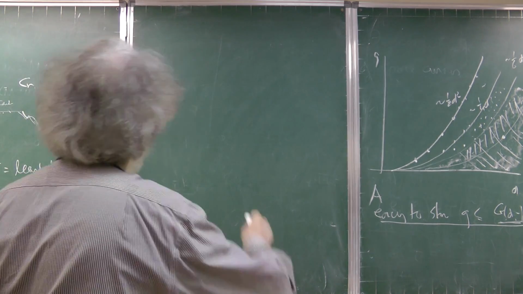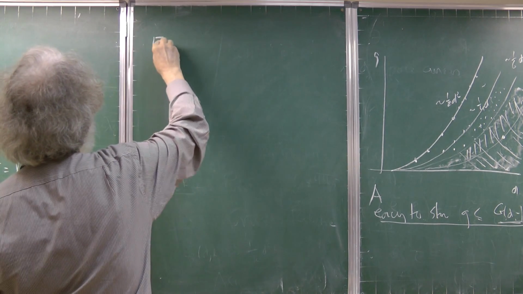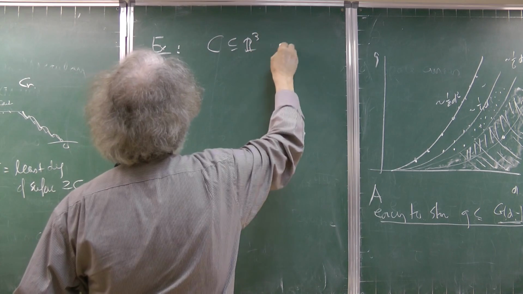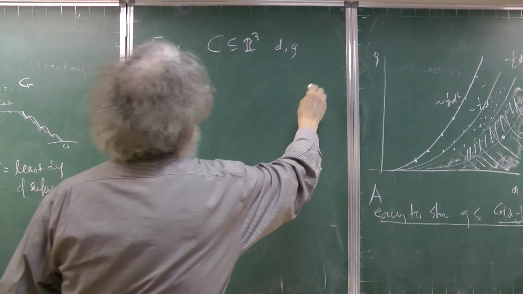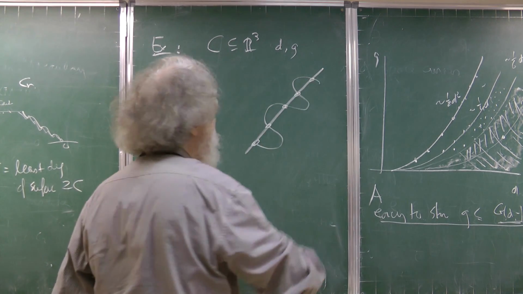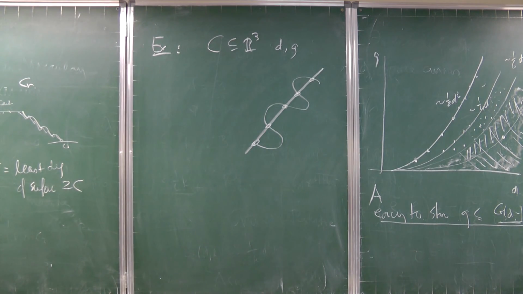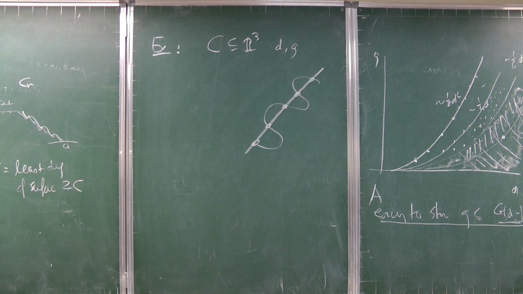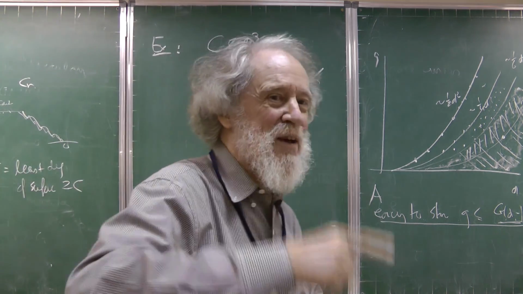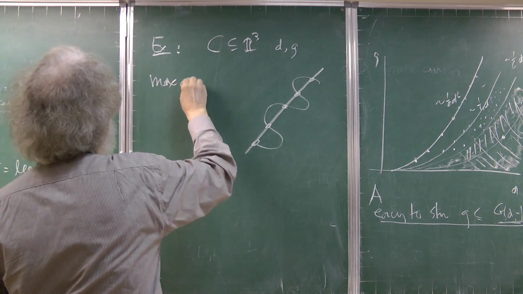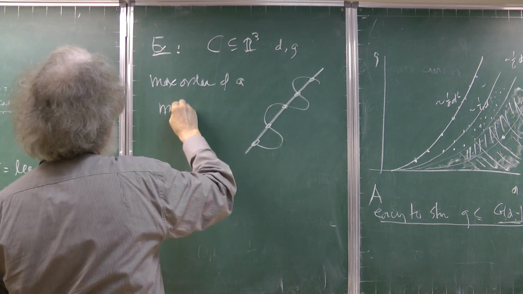So let me give you one example. Supposing you take a curve C in P3, of degree D and genus G, and you want to know what is the maximum order of a multi-secant. A multi-secant is when you take a line that meets the curve many times. How many times can a line meet the curve? For the twisted cubic curve, for example, the answer is 2. Because the twisted cubic curve lies on a quadric surface, and one of the families of lines meets it twice, and the other meets it once. So, the maximum order of a multi-secant.